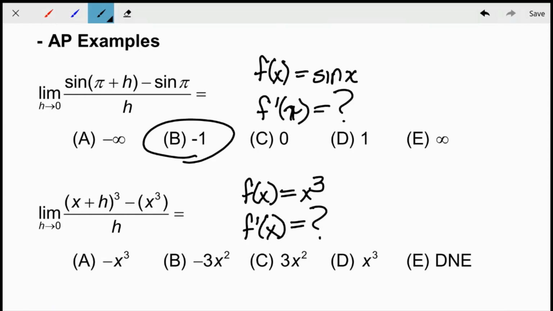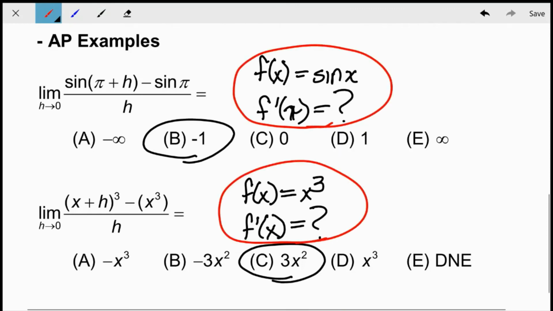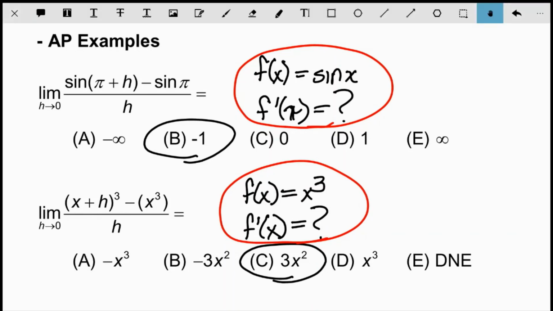And it turns out for this one, again, you don't have to know how to do this yet, but if you knew the power rule, the derivative turns out to be 3x squared. Okay, so these are the main things that I want you to see. When you see those types of questions, that's how you should be interpreting it. You shouldn't be thinking, oh, I need to expand out x plus h, I need to cube that, and then combine like terms. That's not what I want you to do. I want you to recognize that that is the definition of a derivative.